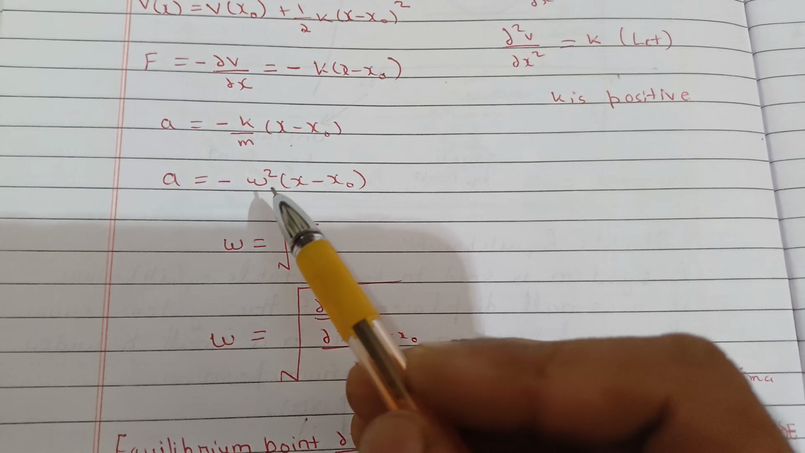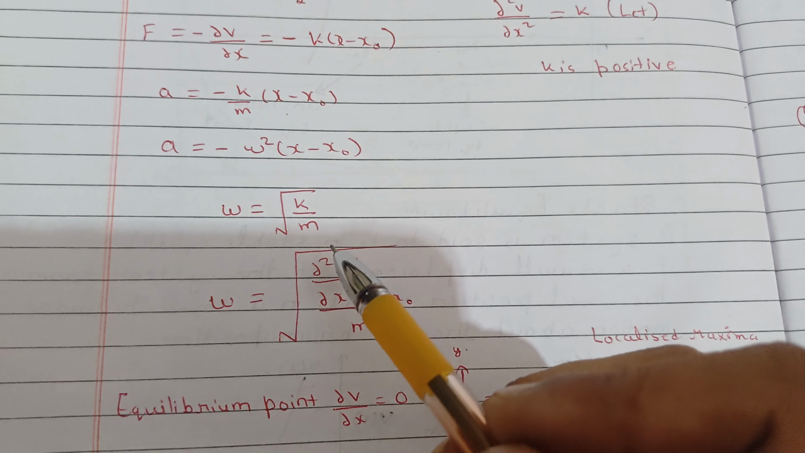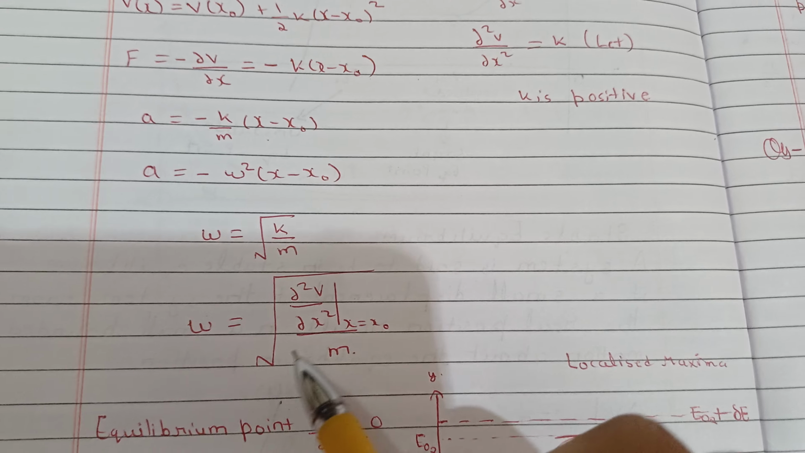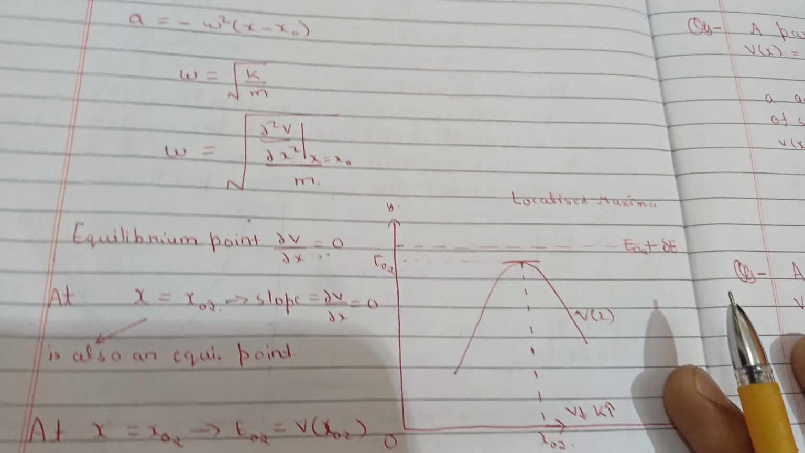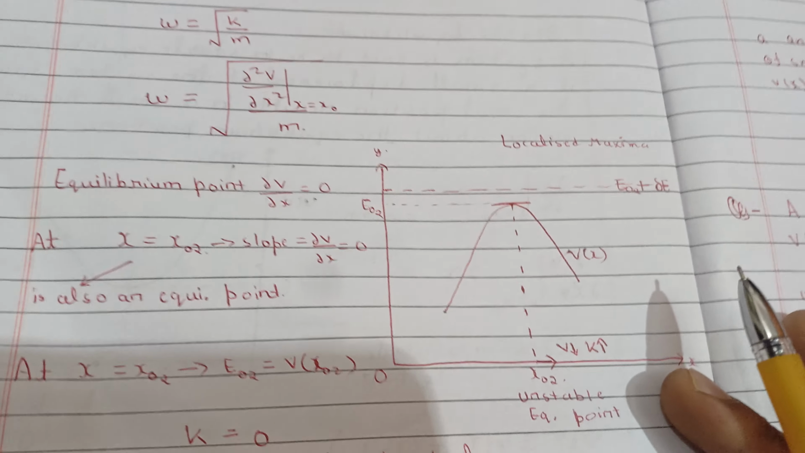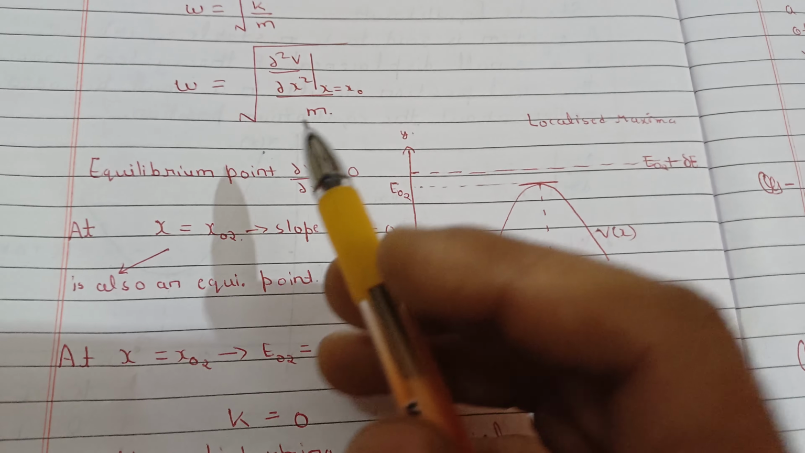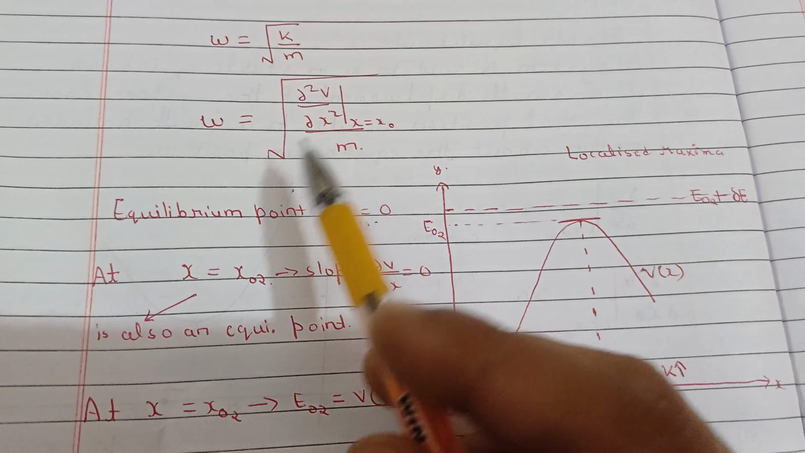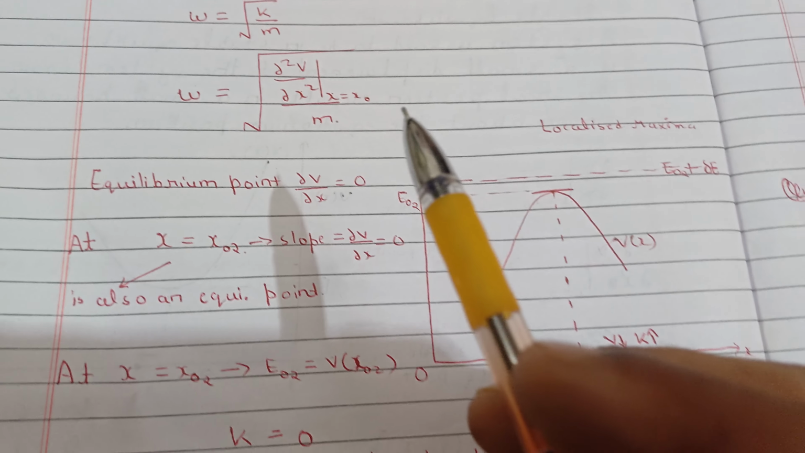Now after comparing this, omega square equals k upon m, then omega will be root of k, where k is del square V by del x square at x equal to x naught, divided by m. So this will be the frequency of the small oscillations after disturbing the particle from the stable equilibrium point. So remember this formula, there are many questions asked directly from this.